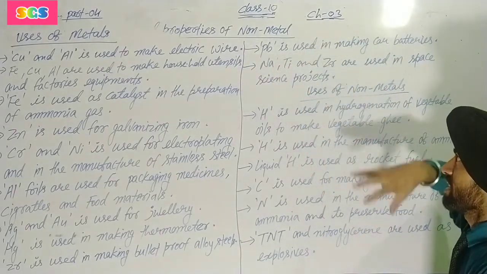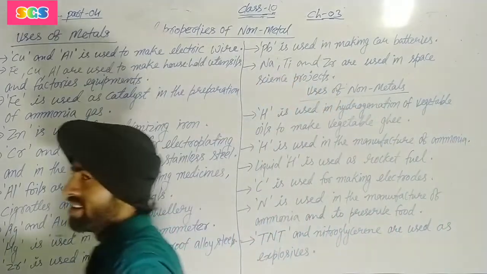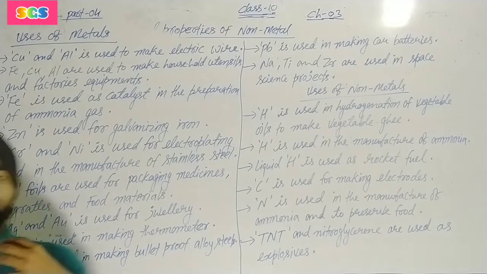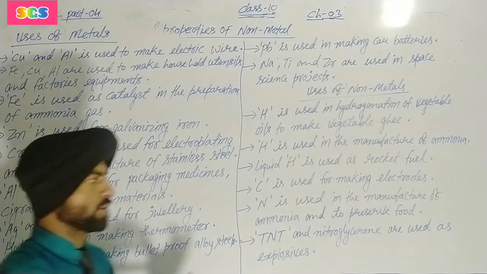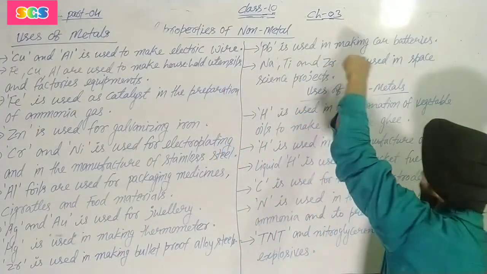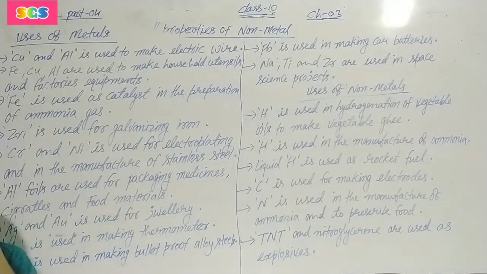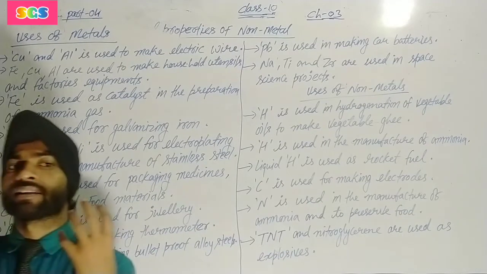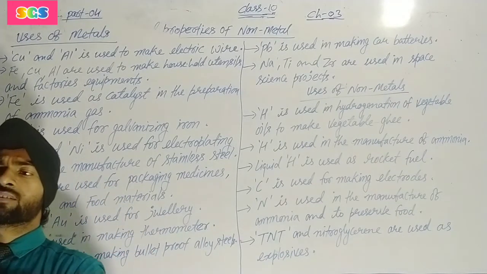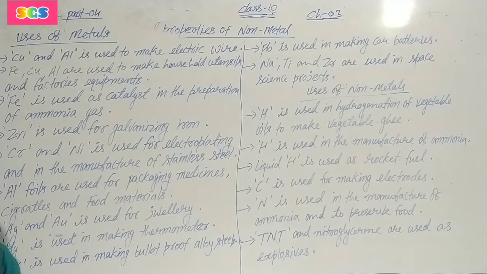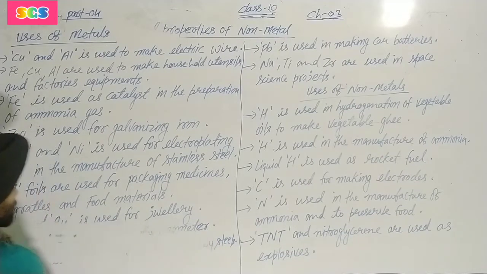Also sodium, titanium, zirconium. Have you heard the name titanium? Titanium, sodium, zirconium: these are used for what purpose? These are used in space science projects. Means in a space science project, sodium, titanium and zirconium are used. Do you have any problem in this topic? No. Okay, then we will proceed towards the uses of non-metals.